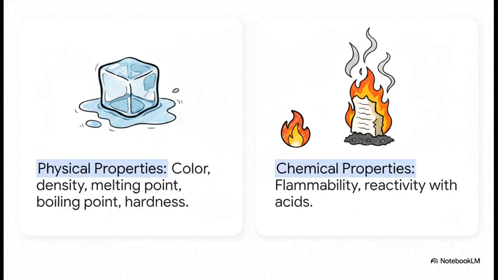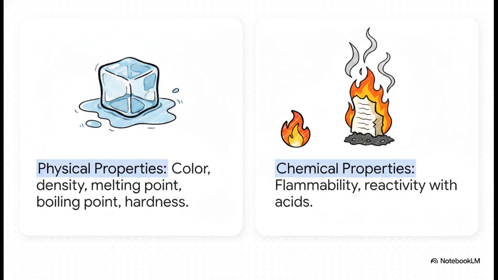You can really see the visual contrast here. On the left side, we've got things like color, density, melting point, boiling point, hardness. These are all your physical properties. I mean, if I melt a block of ice, sure, I'm observing its melting point, but I'm really just turning solid water into liquid water. It is still water.